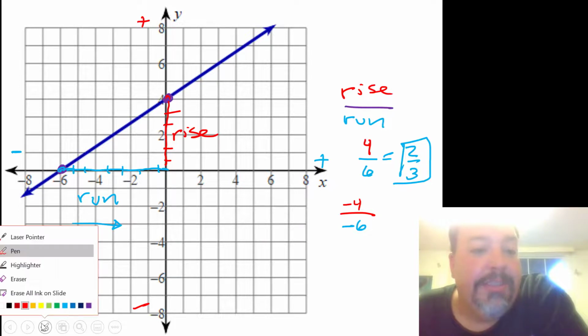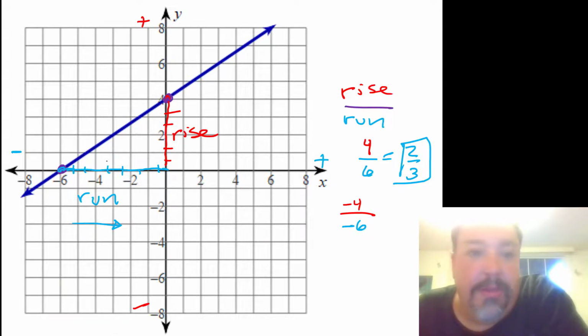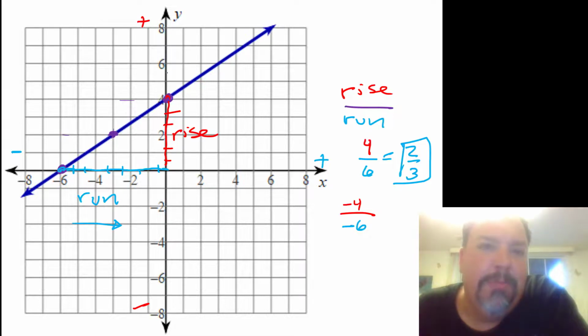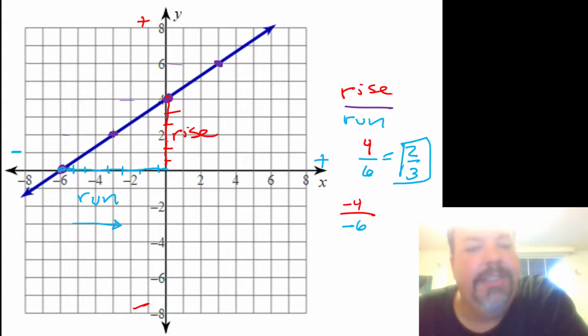And notice this reduces to 2/3. So 2/3 means we could actually just go up 2 over 3. There's another point, up 2 over 3. So once we figure out the slope, we should be able to repeat that pattern and find other points that are going to be on the line. Up 2 over 3, there's another point. So we pick out 2 points. We can count the rise, count the run. If we're going up, that's positive. If we're going to the right, that's positive. If we go down, that's negative. If we go left, that's negative.